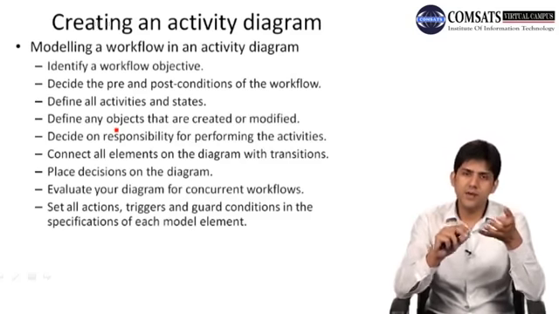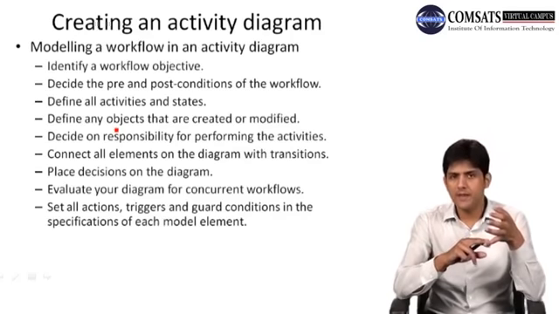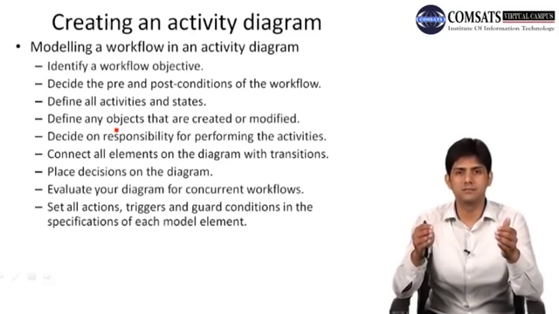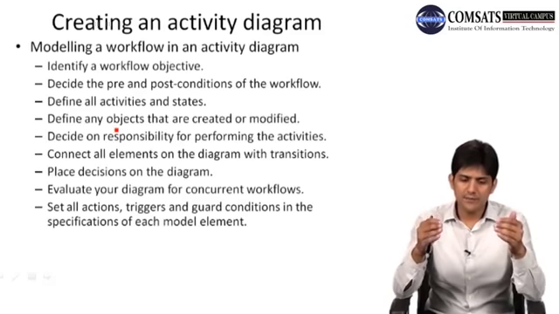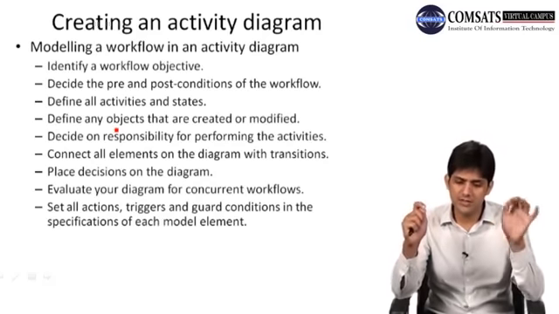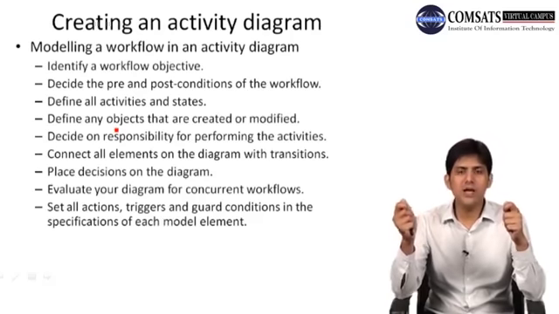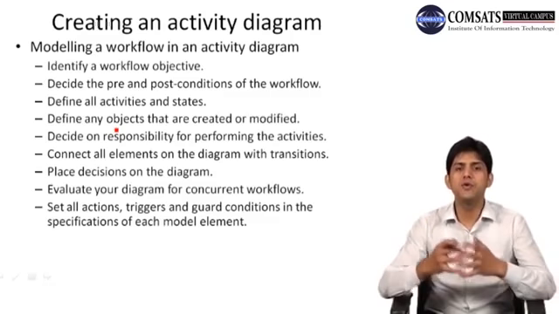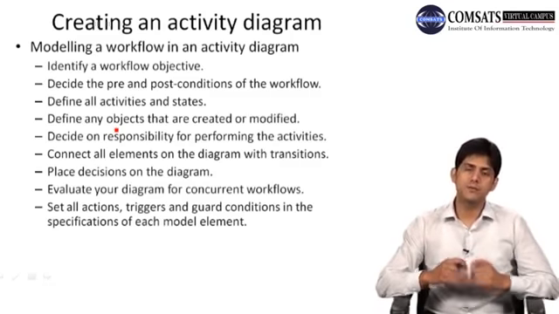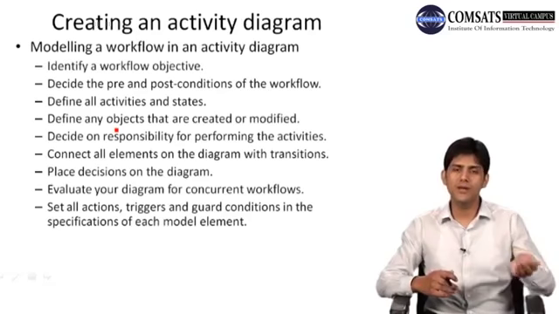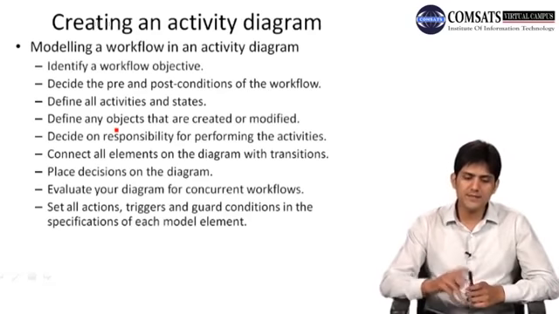We need to decide the preconditions and the postconditions of the workflow. The third thing we need to do is identify all the activities and all the states. The fourth thing is to define any objects that are created or modified, and decide on responsibility for performing the activities, meaning which actor will perform certain responsibilities. We also need to connect all the elements on the diagram with transitions. As we have said, an activity diagram is a flow of events, and whenever there is a flow, it needs to be connected. So there should be a transition from one state to another state, or one activity to another activity, and we need to place decisions on the diagram.